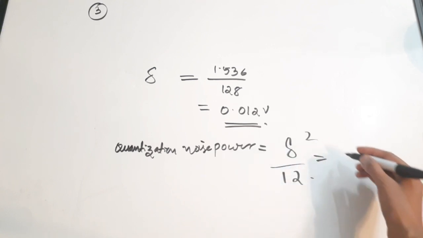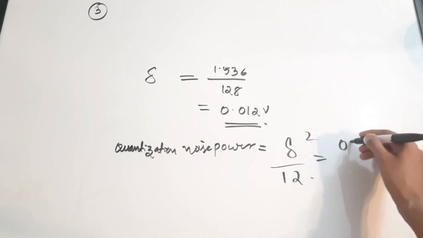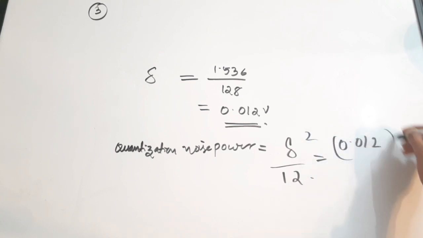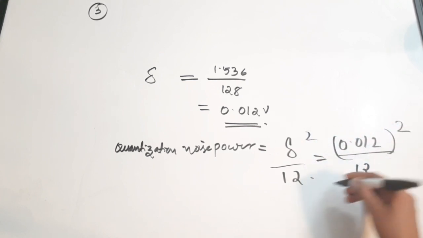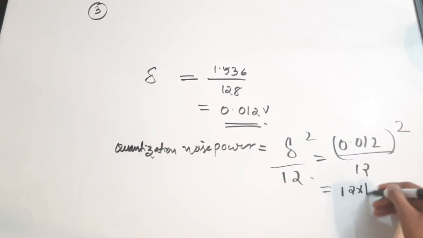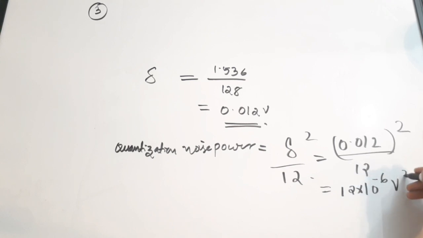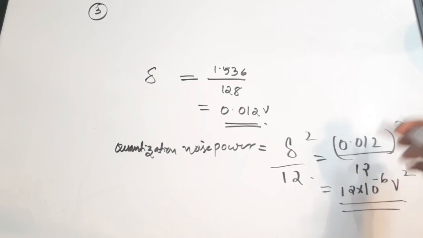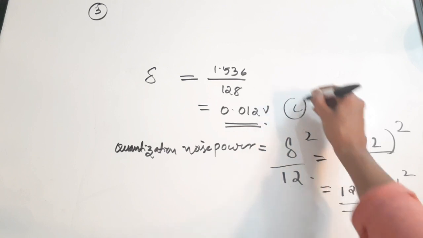Now what is the value? 0.012 square divided by 12, and by solving this you will get 12 into 10 raised to minus 6 volt square. Since it is volt square, you will get 12 into 10 raised to minus 6 volt square, and the correct option is option C.